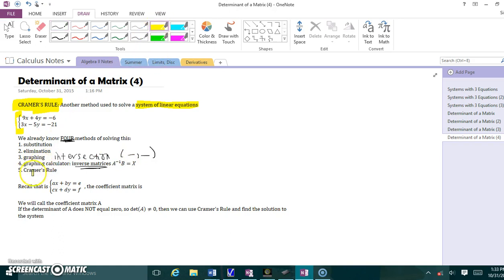Last method that we'll learn is Cramer's rule. What I want you to recall is that if we had this system right here, then we called the coefficient matrix A, B, C, D. We're going to call the coefficient matrix A, just like before. We can use Cramer's rule when the determinant of A is not 0, and we'll use it to find the one solution to the system.